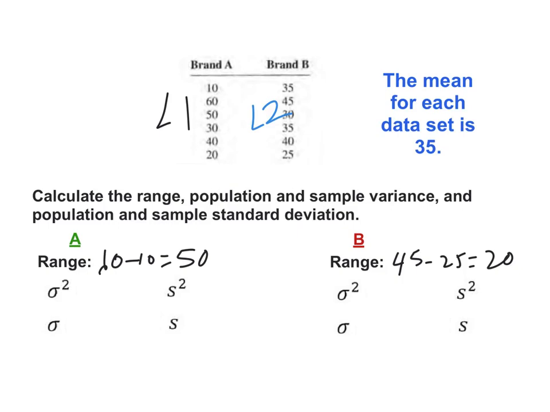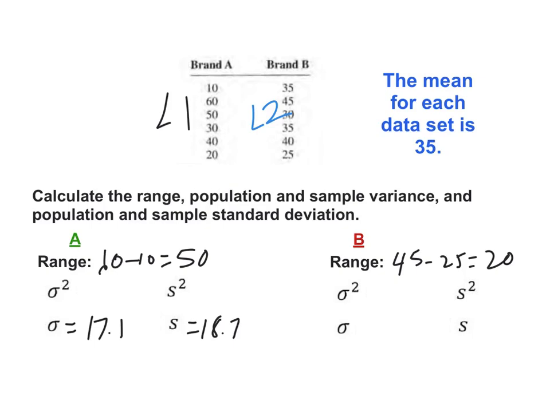So, here's what you should have gotten. For sigma population, you should have got 17.1. And for the sample, you should have gotten 18.7 for the standard deviation. How many had that? Again, it's 1 place more than the data.